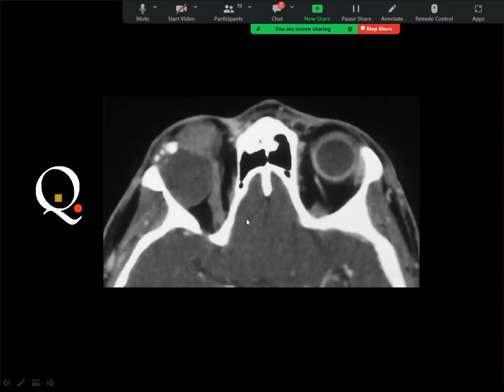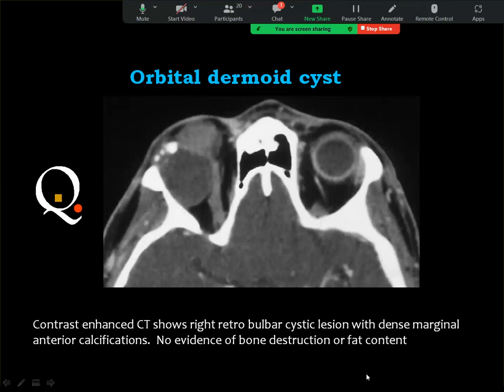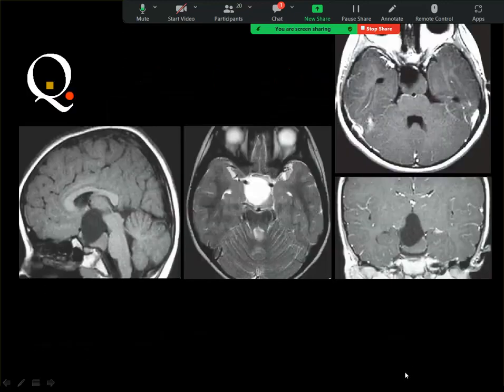It contains calcium. Then you may say that this is end stage globe, meaning that this globe is no more fit for anything. Then this is a lesion which is located in the fat, and this lesion is cystic and it contains calcium. Then the diagnosis of dermoid cyst is the most likely.